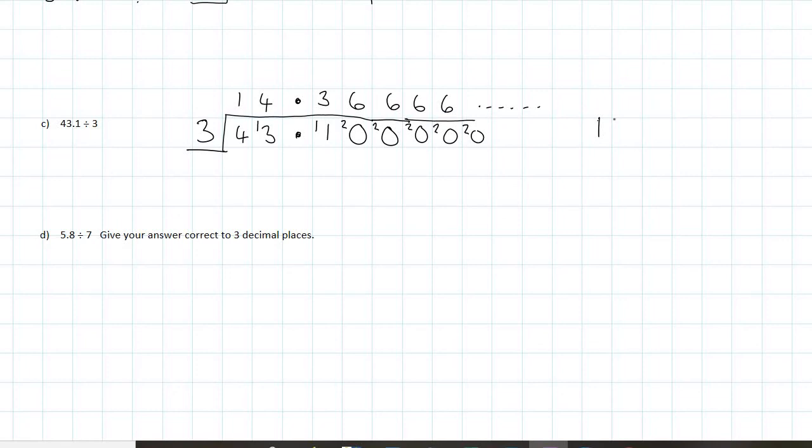A way to write that is 14.36, and I just put a dot over the 6. You might see it even as just one dot on the 6. So that's that.